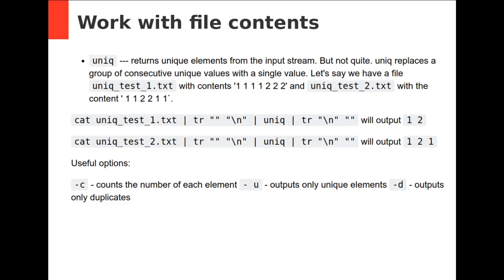The next command is uniq. It returns unique elements from the input stream. It works the following way. For example, if you have a file with four ones and three twos, it will return 1 and 2. And if you have a second file with 1 1 2 2 1 1, it returns 1 2 1. So it replaces a sequence of the same characters or strings with a single unique string.